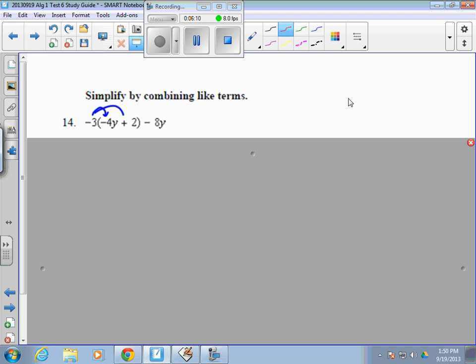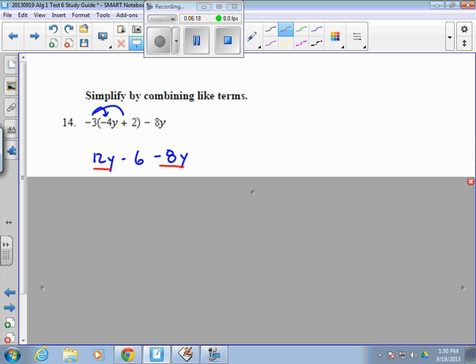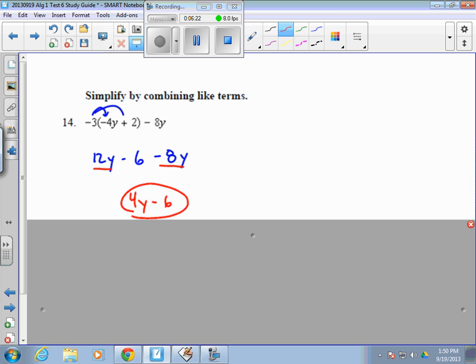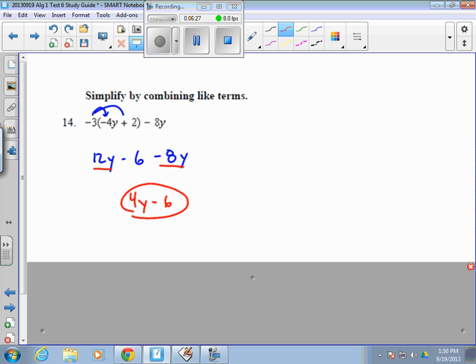Number 14, we have to distribute negative 3. Negative 3 times negative 4y is positive 12y, and negative 3 times 2 is minus 6, minus 8y. Once you have it distributed, then combine your like terms, 12y and negative 8y, and it leaves you with 4y minus 6.